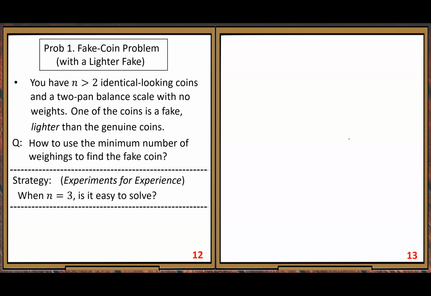try to solve the problem when n equals 3. Is that easy? You only have 3 coins. Is that easy to solve? Same problem, but 3 coins. Minimum number of coins, n greater than 2. You cannot use 2 coins, right? The minimum is 3. Minimum number.